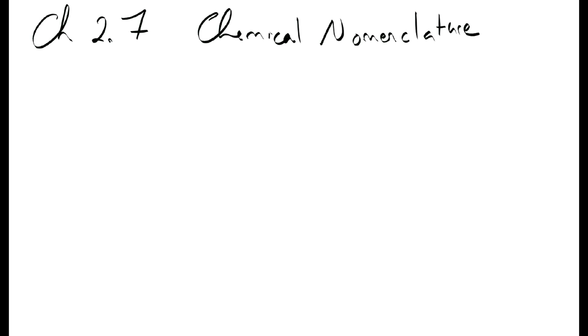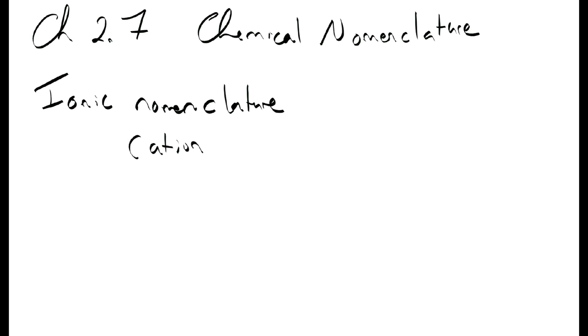Okay, first up, ionic compounds. Now, if you want to leave it at its simplest, you just use the name of the cation, then the name of the anion, and you're done. Of course, that is not as simple as I might make it sound, because there are different kinds of cations and there are different kinds of anions.